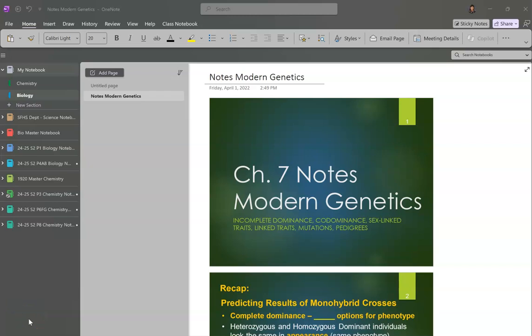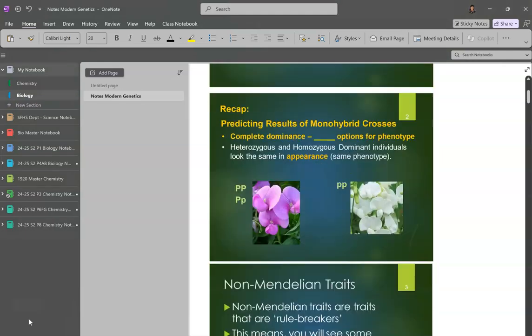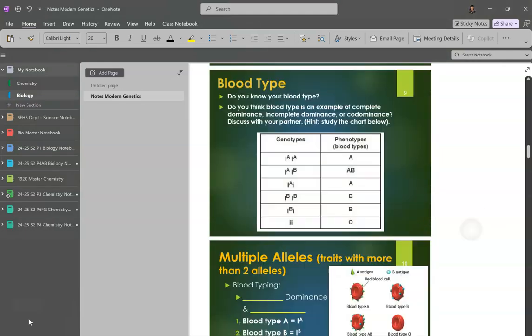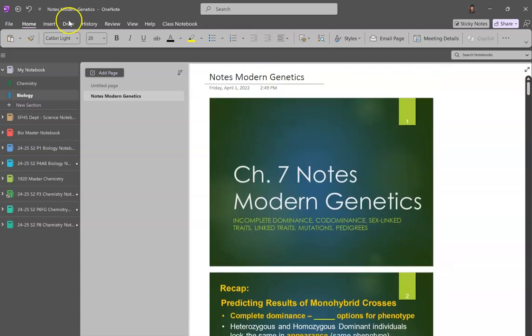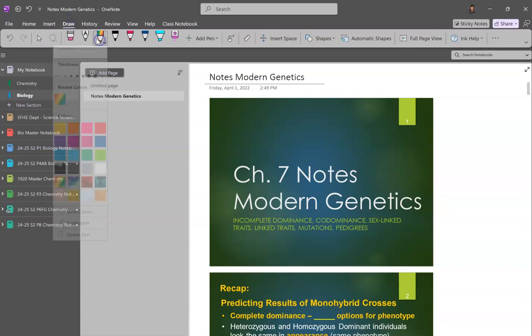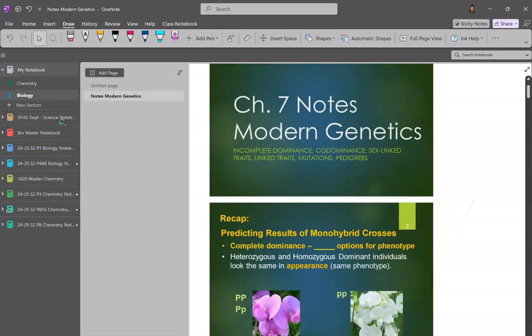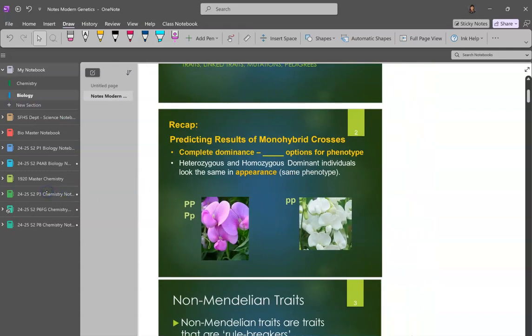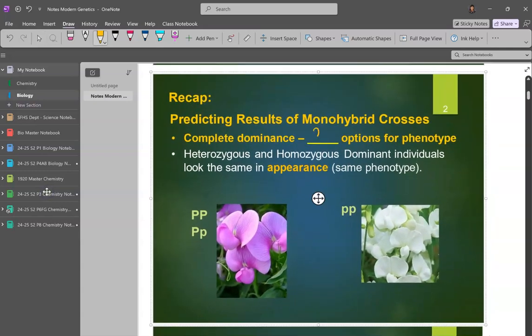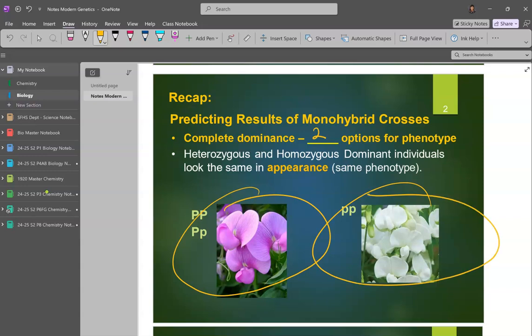In this video I'm going to be going over the modern genetics notes, the first 8 slides on incomplete dominance and codominance. So before we get to that, let's review Mendelian genetic traits. Remember that in Mendelian genetic traits there would be only 2 options for the phenotype. For example, in Mendel's pea plants, there could be purple or white flowers, there could be green peas or yellow peas, but there was always only 2 options.